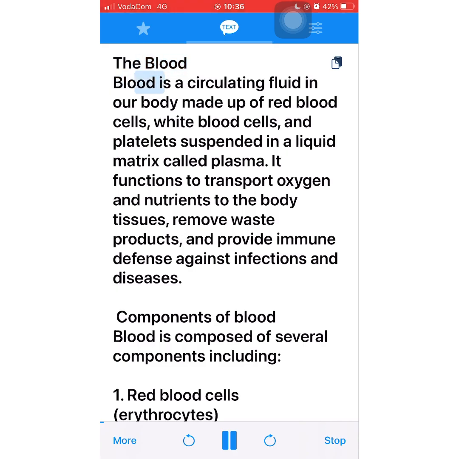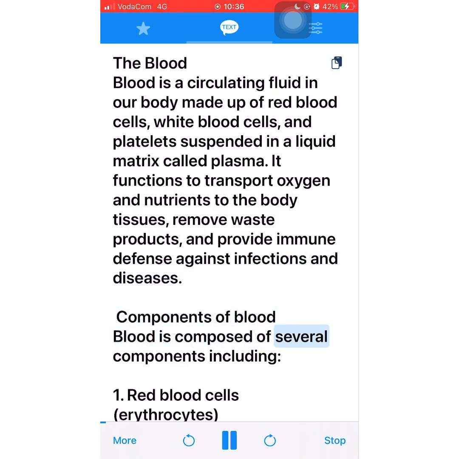Blood is a circulating fluid in our body made up of red blood cells, white blood cells, and platelets suspended in a liquid matrix called plasma. It functions to transport oxygen and nutrients to the body tissues, remove waste products, and provide immune defense against infections and diseases. Components of blood.